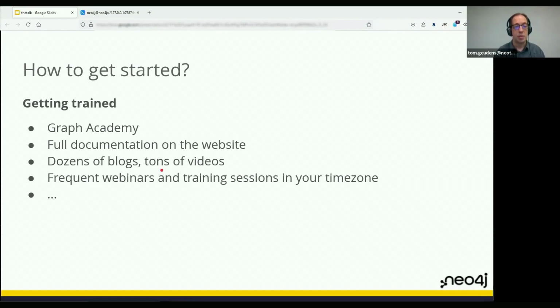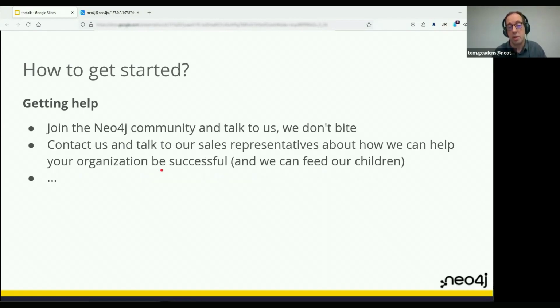So that gets you trained, and then eventually you run into a problem, right? That's how things go with technology. You download it, you play around with it, and then you get into a problem. What do you do then? Well, the main option is to join the Neo4j community. That is a large community, tens of thousands of people already. Come talk to us. We generally don't bite, sometimes.